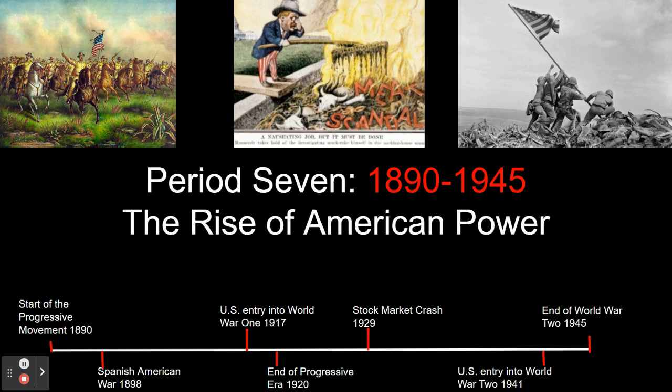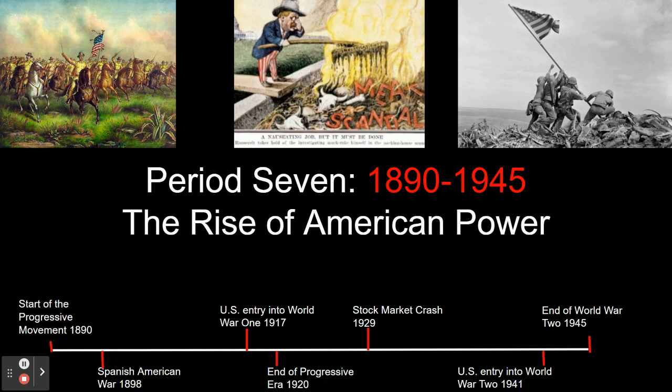It's stretched from 1890 to 1945, and the dates that are going to frame this unit are the rise of the antitrust movement in the 1890s. You got the Sherman Antitrust Act, which is going to lead us into progressivism at the very beginning of the time period. And then by the end, it's going to be capped off by the end of World War II.